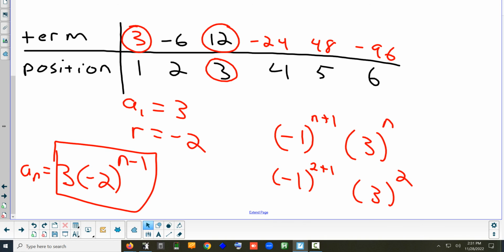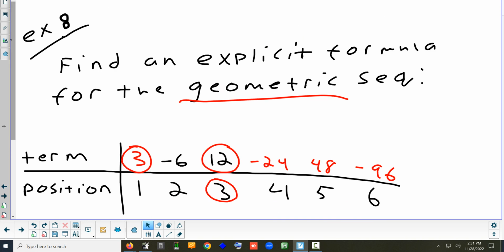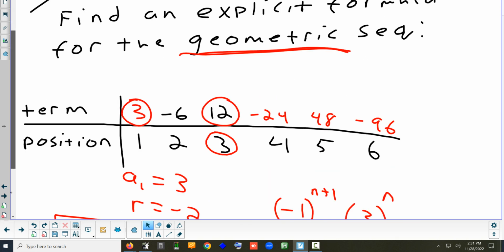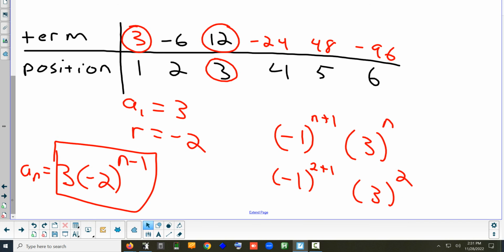Right? And that's always the formula for geometric. Are there other types of sequences that aren't geometric or arithmetic? Yeah, there's all kinds. But those are the two that we focus on. Any questions? Okay, so that's 11.1.